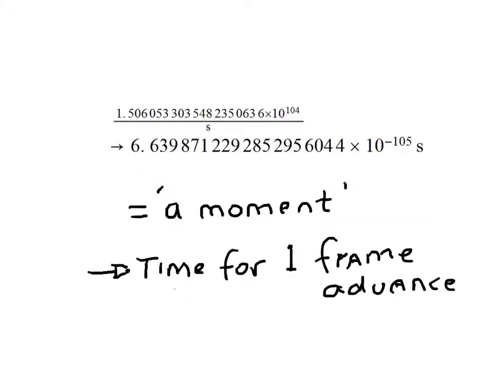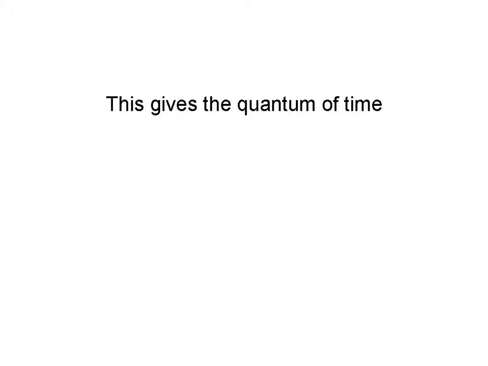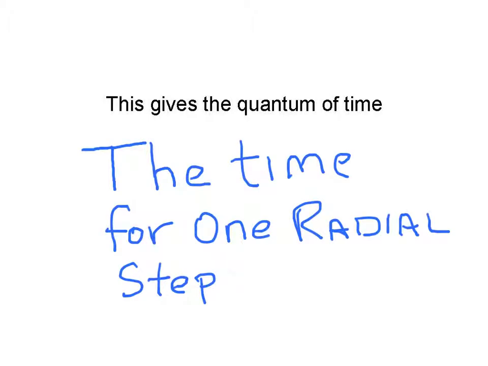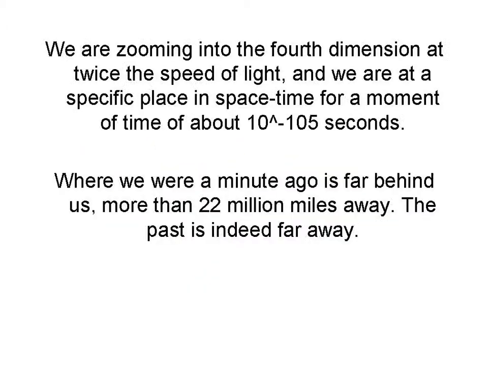We could define that amount of time as a moment. For our purposes, we'll be defining it as the time of one radial frame advance. And this gives us the basis of the quantum of time. It's the time for one radial step. We are zooming into the fourth dimension at twice the speed of light, and we are at a specific place in space-time for about a moment of time of 10 to the minus 105th seconds.